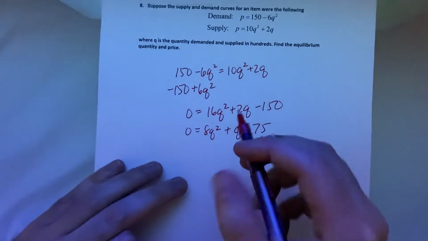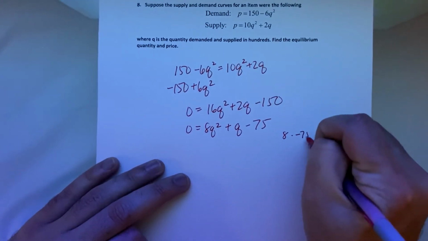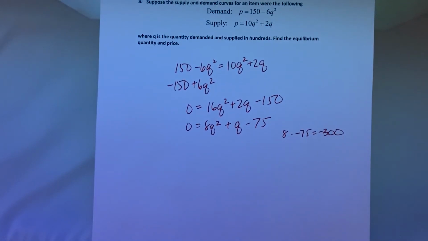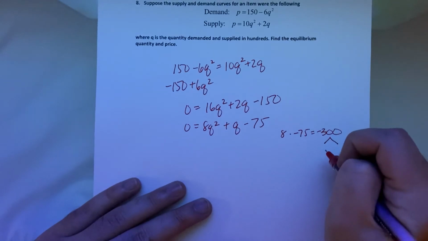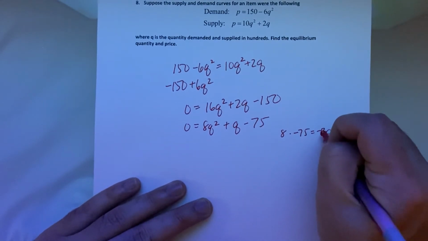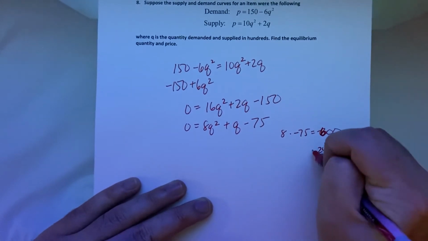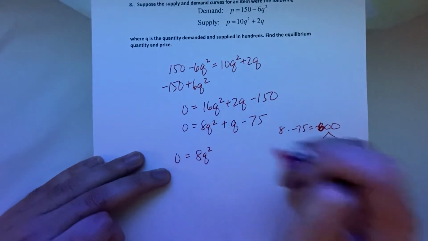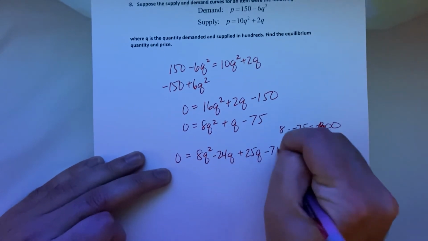Now, normally we would like to factor this. 8 times negative 75 is negative 600. So we're looking for factors of negative 600 that are, it looks like, 1 apart. And this would be 24 and 25. So negative 24 and positive 25. So this helps us break our middle term up. Minus 24q plus 25q minus 75.